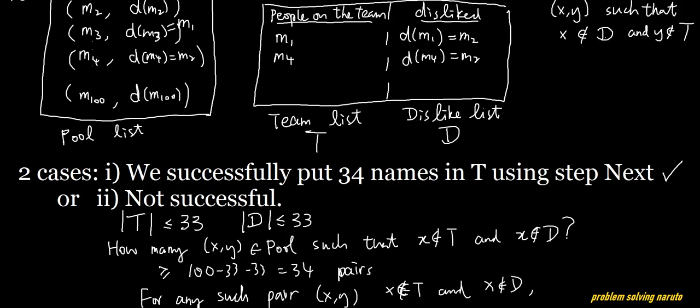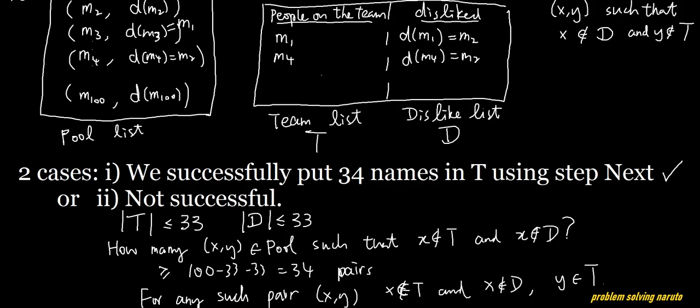Well, that is because for this pair, I know that x is not in D, right? Why can I not put it? Because y is on T. For this pair, because this person x dislikes someone on the team. That's why I cannot continue this step next. Okay, so for any such pair, we have y belongs to T. This person dislikes someone on the team list.